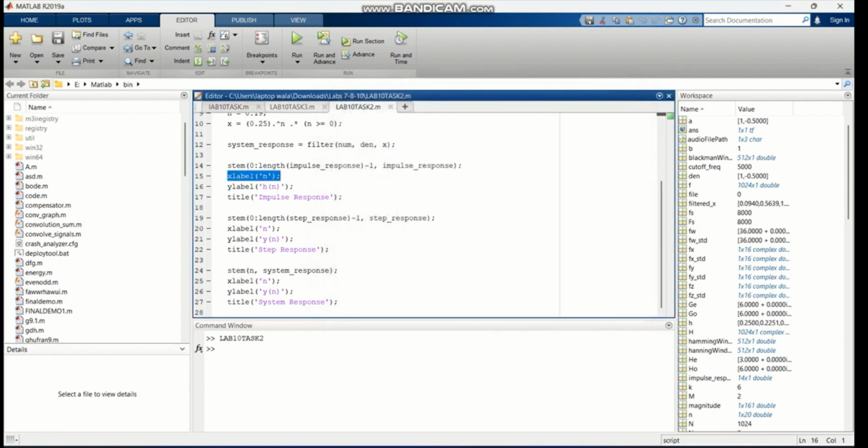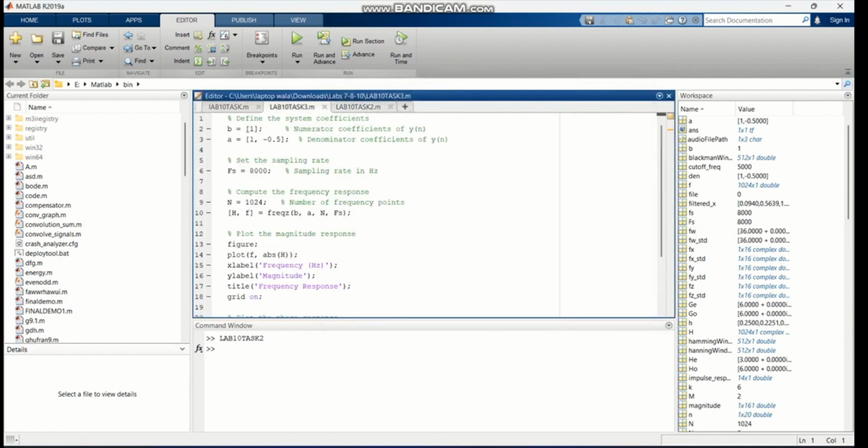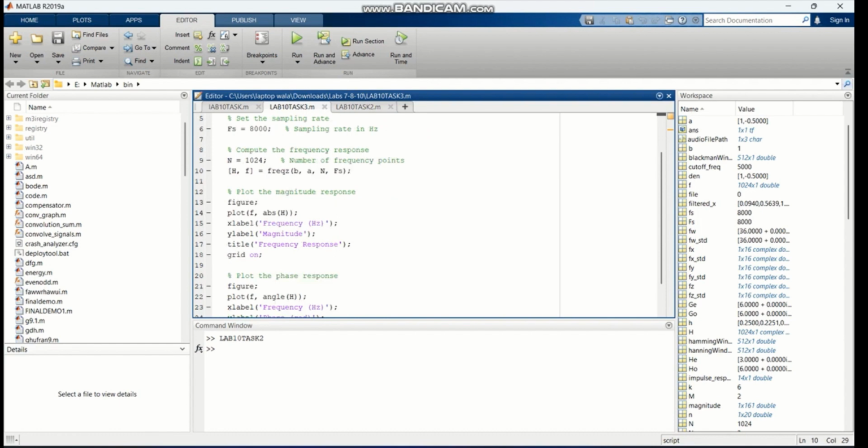And in task number 2, we have defined the system coefficients, the coefficient of y, which is the numerator, and the coefficient of y of n, which is the denominator. We set the sampling rate as fs equal to 8,000, and compute the frequency response with the number of frequency points being 1024. We plot the magnitude response using the plot command.